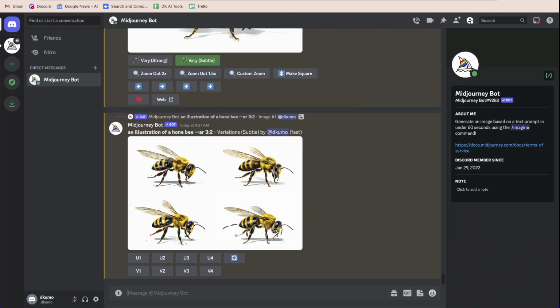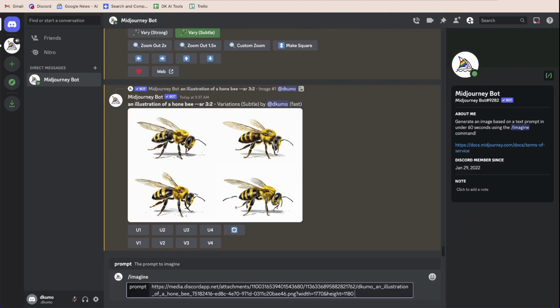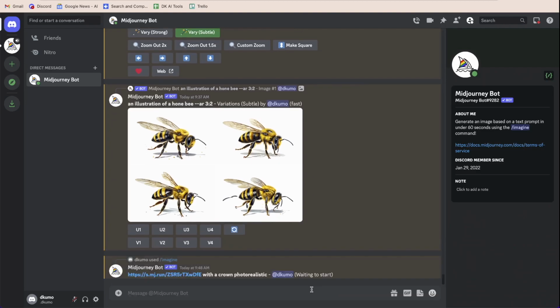And you would come back to enter the prompt /imagine. And then you would paste the image first, and then follow by the text prompt. Let's put with the crown, and you would follow at the end with any parameters that you want to add, and then you press enter.